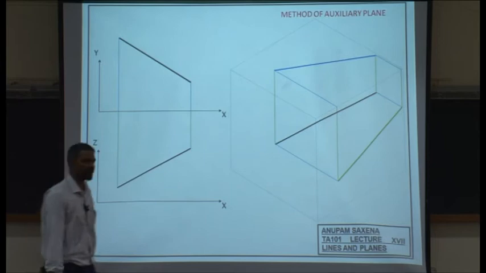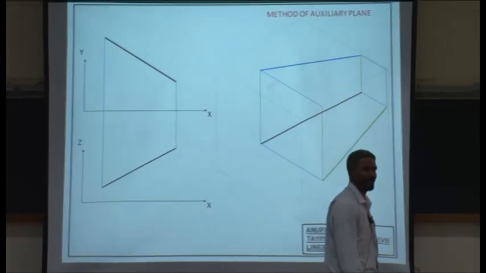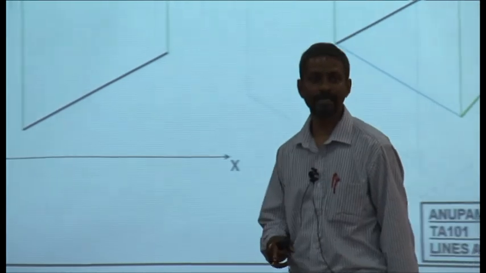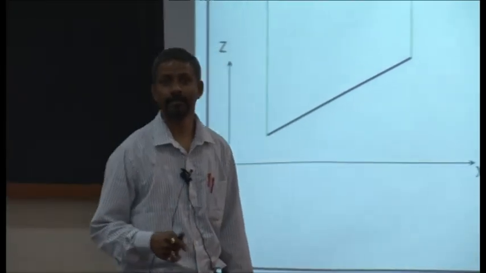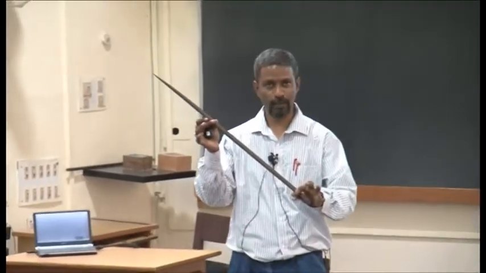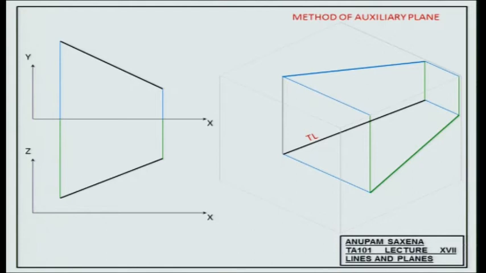So, let us say my method of rotation is boring, it is not good enough. Okay. How do I get the true length of this line? The only way I can get the true length of this line is to make sure that I am visualizing that line from a plane which is parallel to the line, not otherwise. The plane has to be parallel to this line, fine. So, I have to figure out that plane first. Of course, that black line will be in true length, fine.